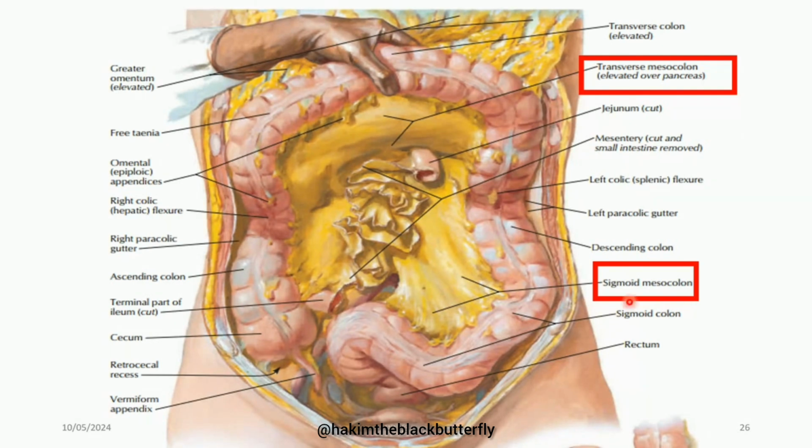Because this sigmoid colon can also freely hang within the pelvic cavity, it also poses a risk of abnormal twisting, or what we call volvulus. We said volvulus is mostly seen in the small intestinal coils because they are freely hanging and they are long, but it can also be experienced in the sigmoid colon because it is freely hanging within the pelvic cavity. So these two, the coils of the intestine and the sigmoid colon, are predisposed to volvulus for that reason.